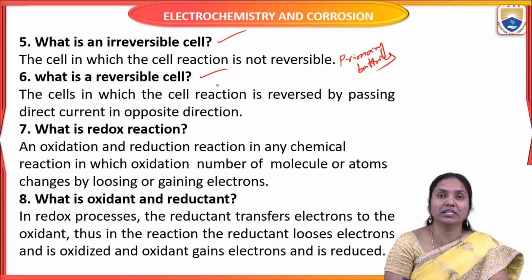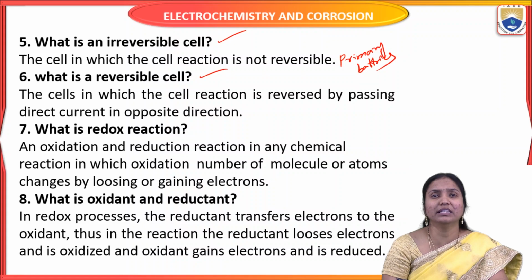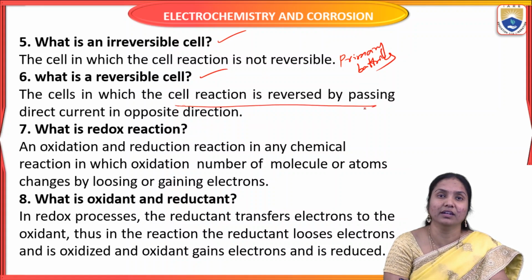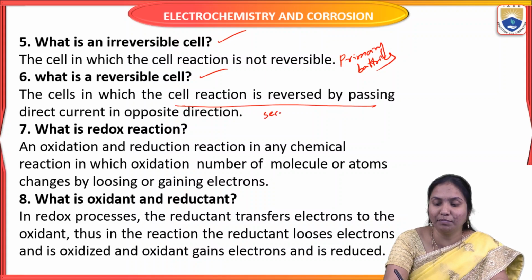So what is a reversible cell? A cell in which the cell reaction can be reversed by passing direct current in the opposite direction. The best example is secondary batteries.